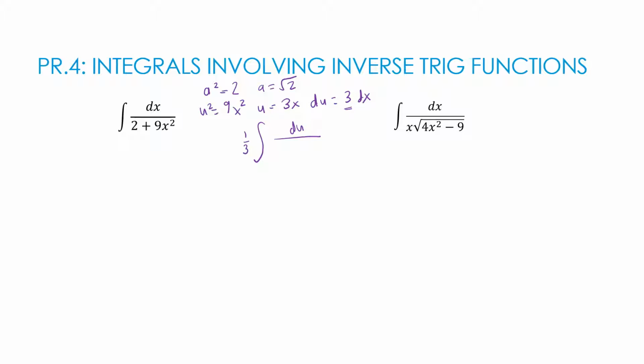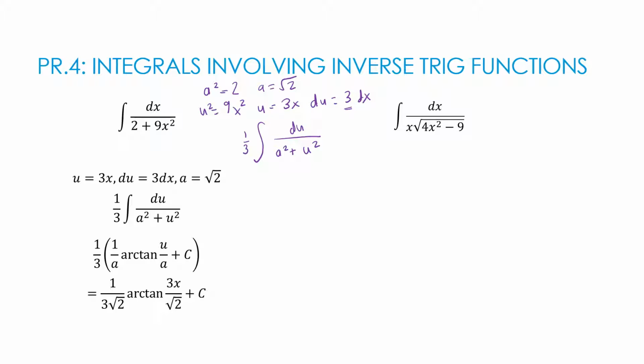And then 2 I'm replacing with a squared, and 9x squared I'm replacing with u squared. So then I say, well, what pattern is this? I look back at my handout. That pattern is the arctangent pattern, and the arctangent pattern says do this.